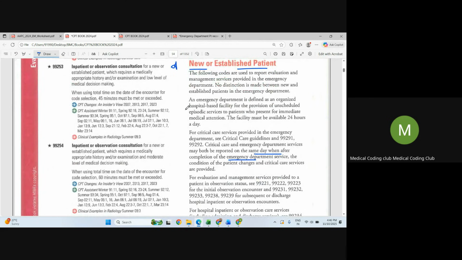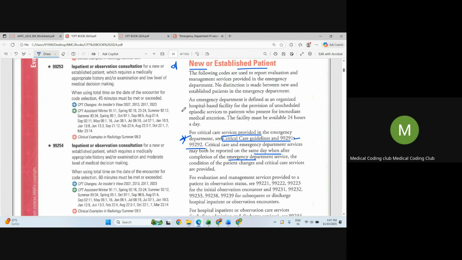And then in an emergency department, if the provider renders the service for a critically ill patient and that critical care service is more than 30 minutes, then you can assign a code from the set 99291, 99292. Based on it being more than 30 minutes of critical care service provided in the emergency department, then you don't have to assign ED codes. Instead, you can assign critical care codes.